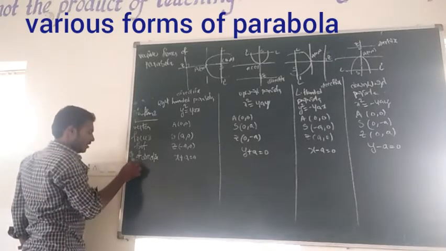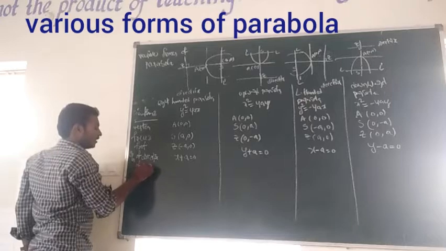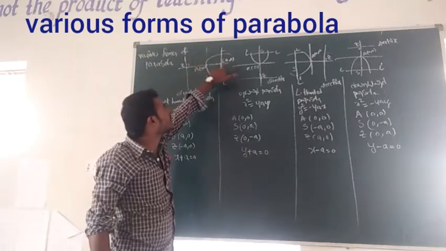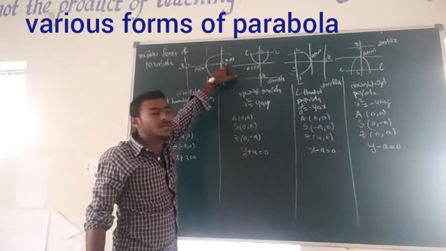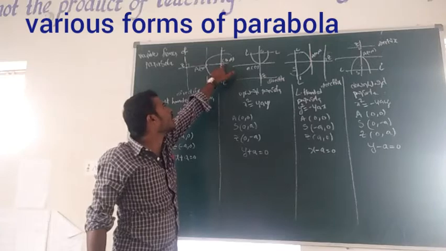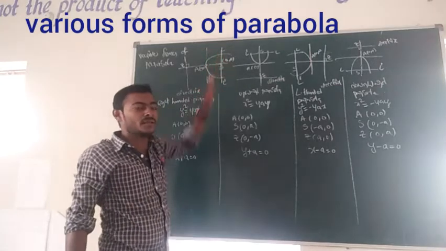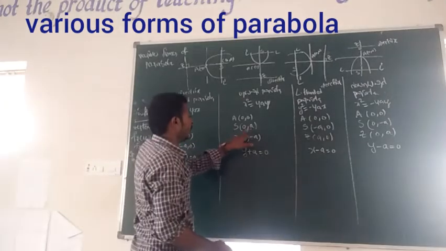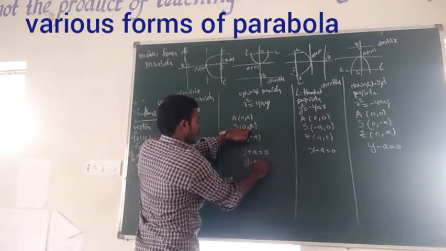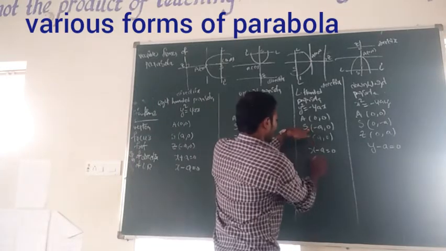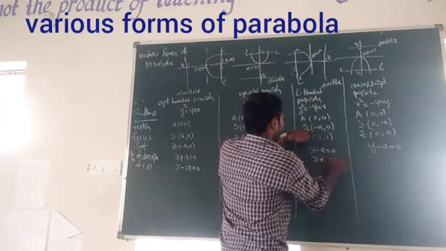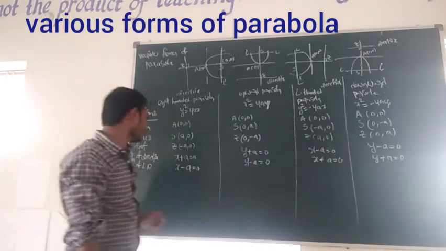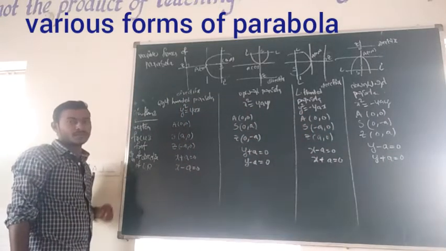And the equation of latus rectum. The equation of latus rectum is nothing but the unit is a. The focus lies on the x axis, so that is x equal to a. We get x minus a equal to 0. And here also y minus a equal to 0. And here we get x plus a equal to 0. And here y plus a equal to 0. These are the equations of latus rectum.